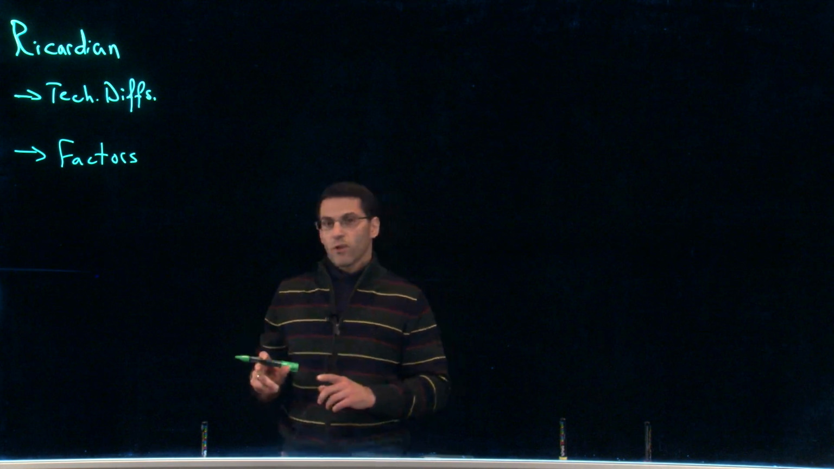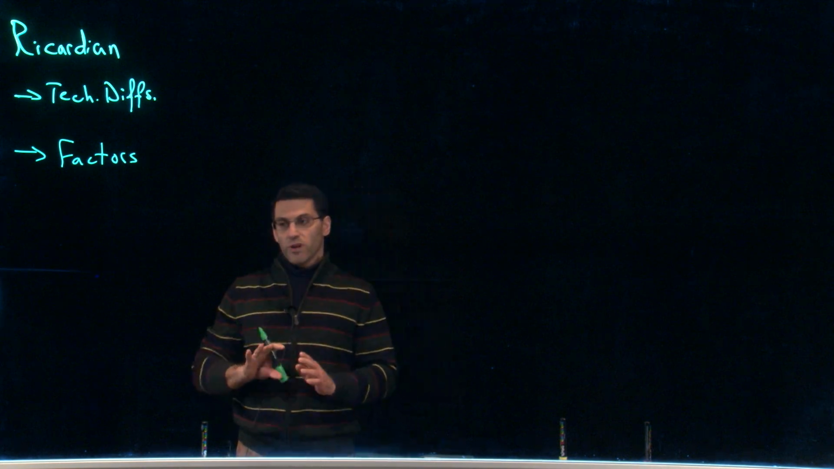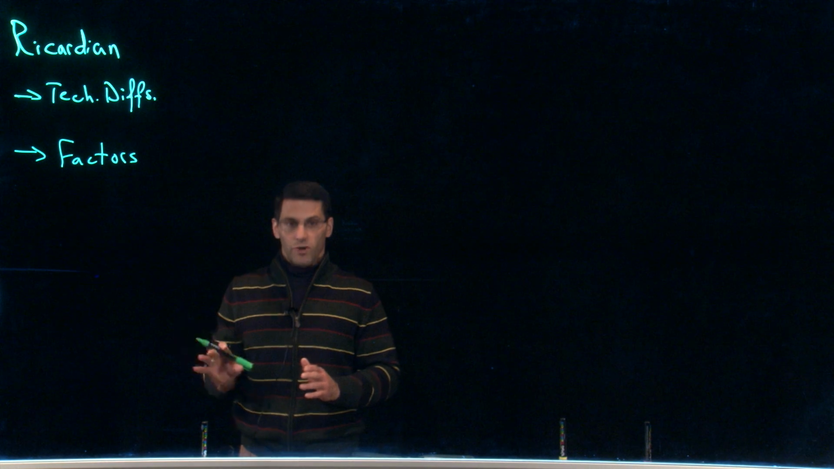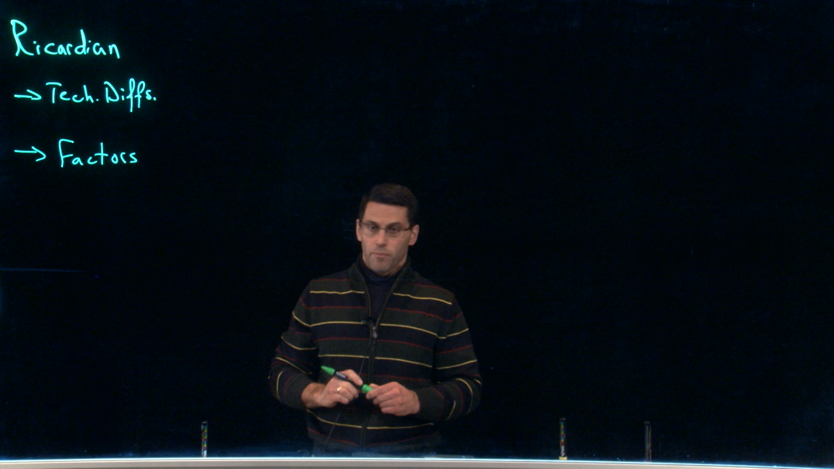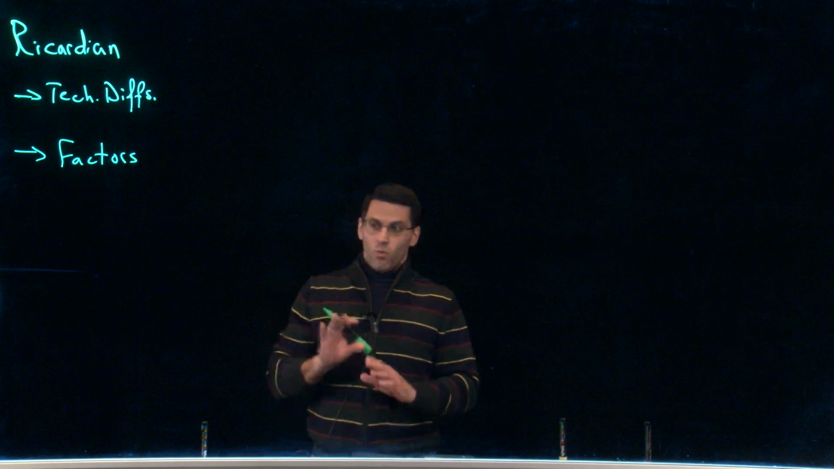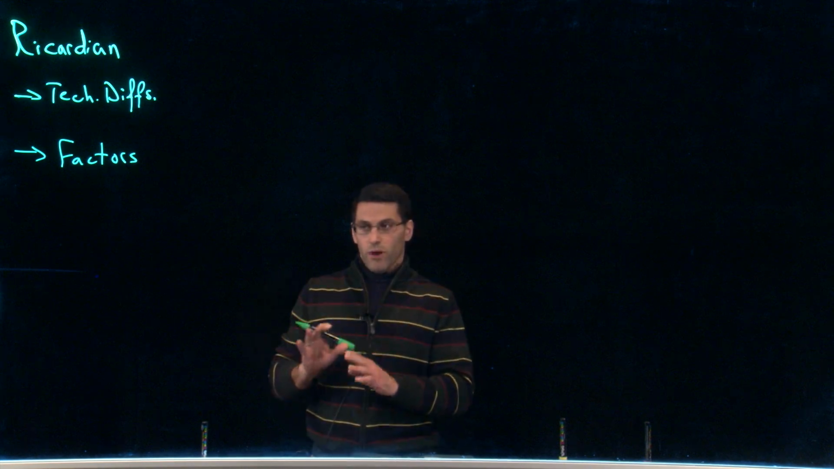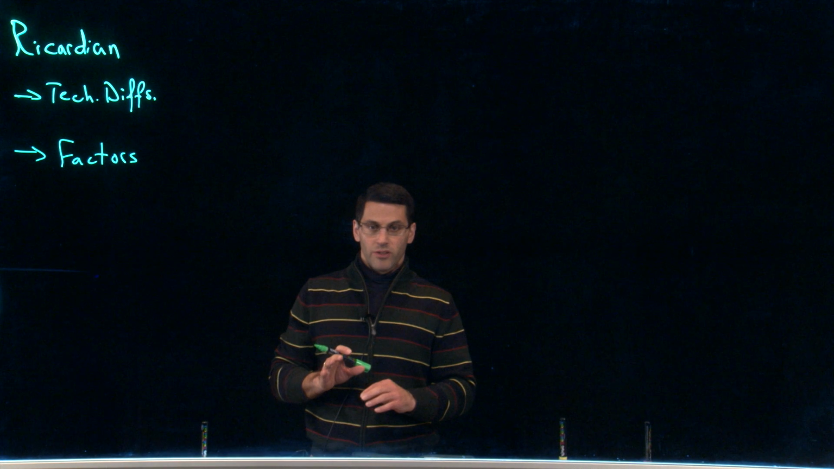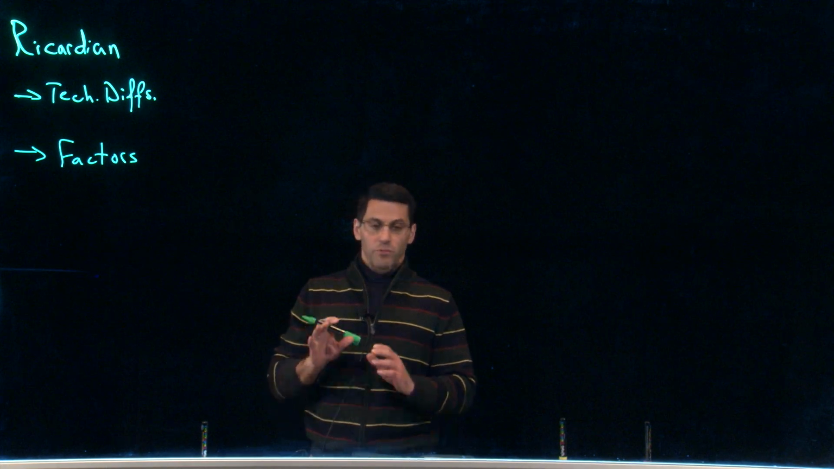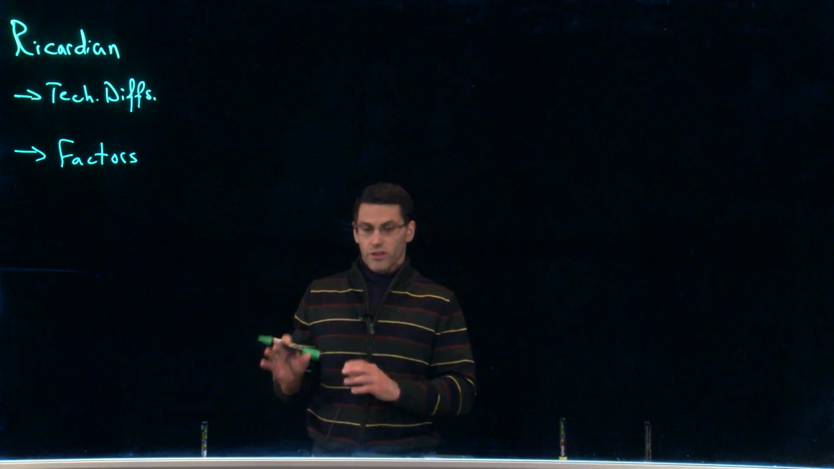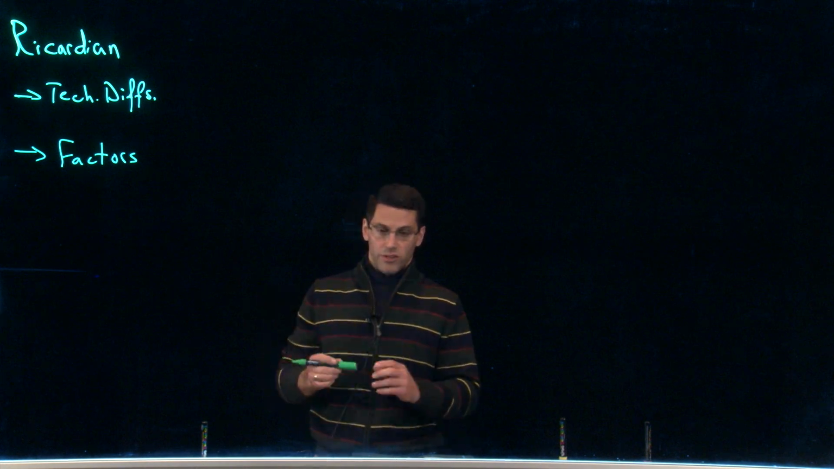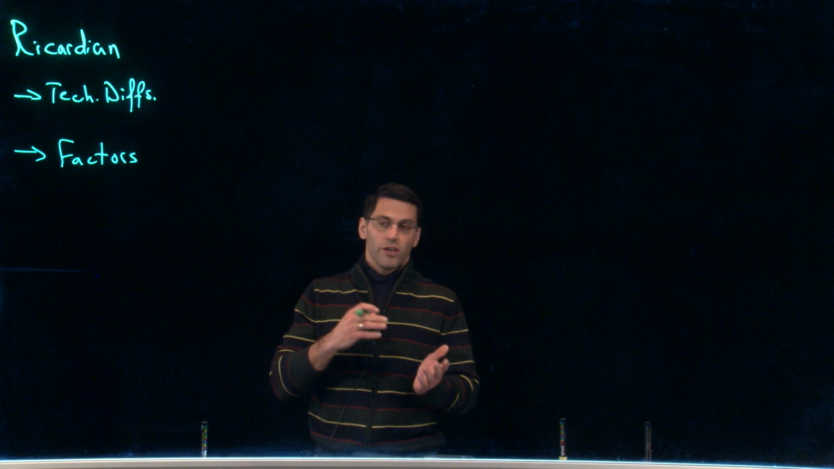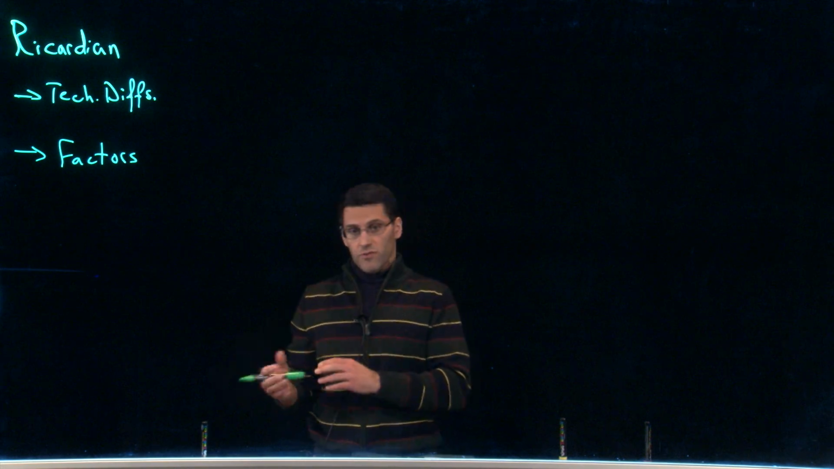Now, one of the things I want to point out here is that we're going to be agnostic as to the source of those technological differences. We're just going to take them as a given. One of the themes we're going to have throughout the entire course is keeping the models as absolutely simple as possible in order to illustrate the mechanisms that could possibly lead to trade or gains from trade, gains or losses for different groups.